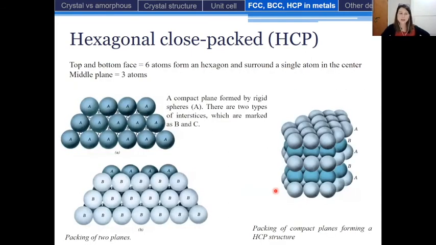Or in another way, I can consider that I placed the atom in the A layer, a compact plane formed by rigid spheres. And we have 2 kinds of interstices, which are marked as B and C in this graphic.